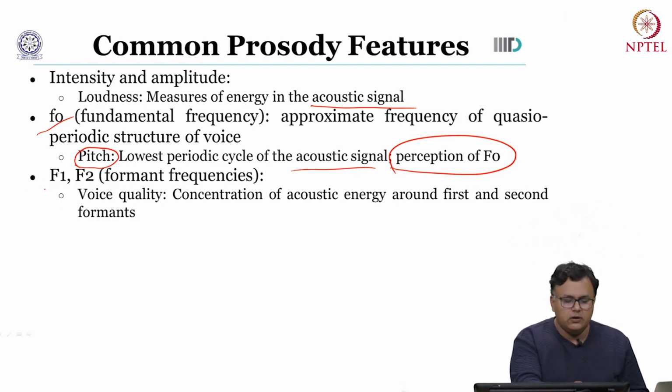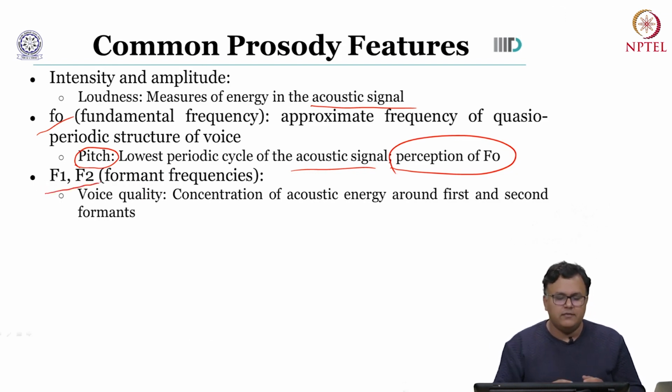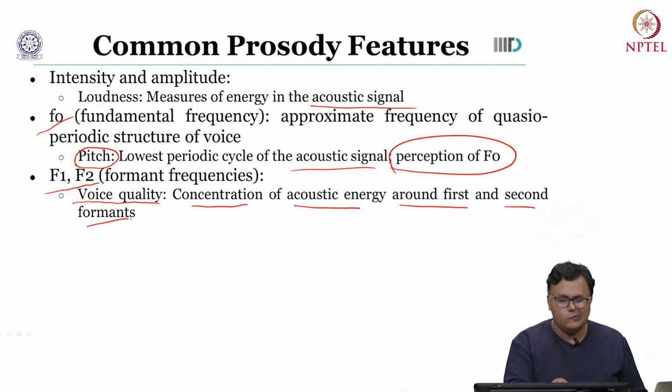Then friends, moving on, we have the formant frequencies F1 and F2. You can compute the quality of a voice through this, wherein we are looking at the concentration of the acoustic energy around the first and the second formants.